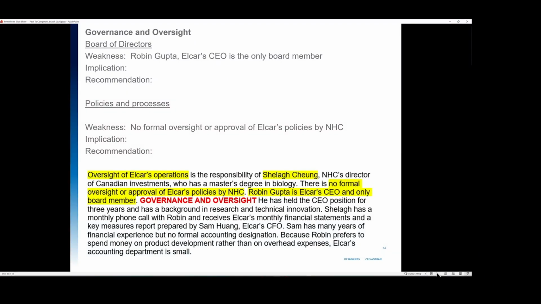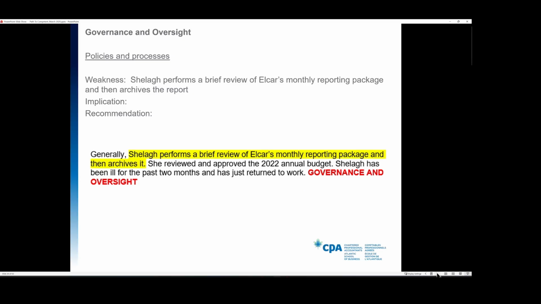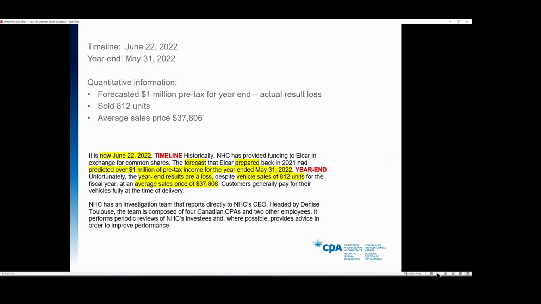So we're already starting to extract some information and starting to get at least the substance that we need to help us increase our chances of meeting the breadth requirement for that particular assessment opportunity. Also, it says that Charlene performs a brief review of Elgar's monthly report package and then she archives it. So another weakness, and that falls under policies and procedures. So we already have identified 3 weaknesses for that particular assessment opportunity.